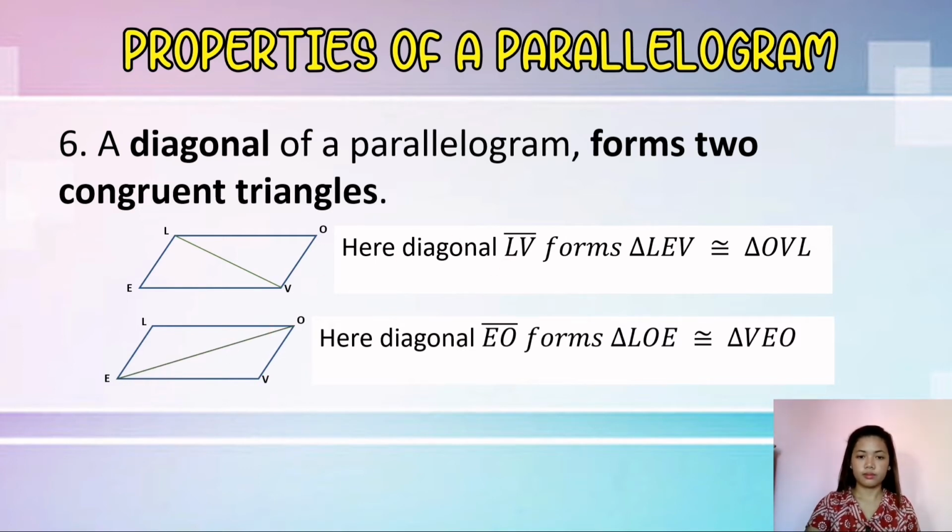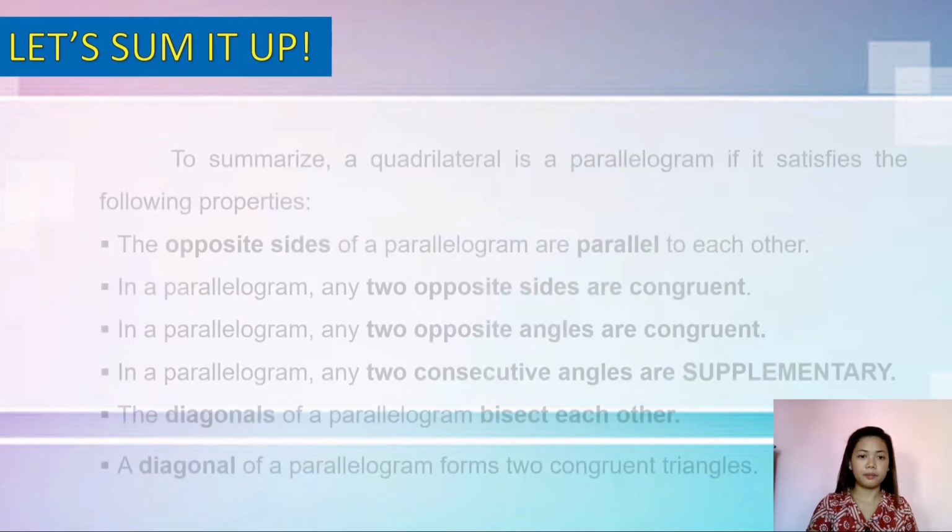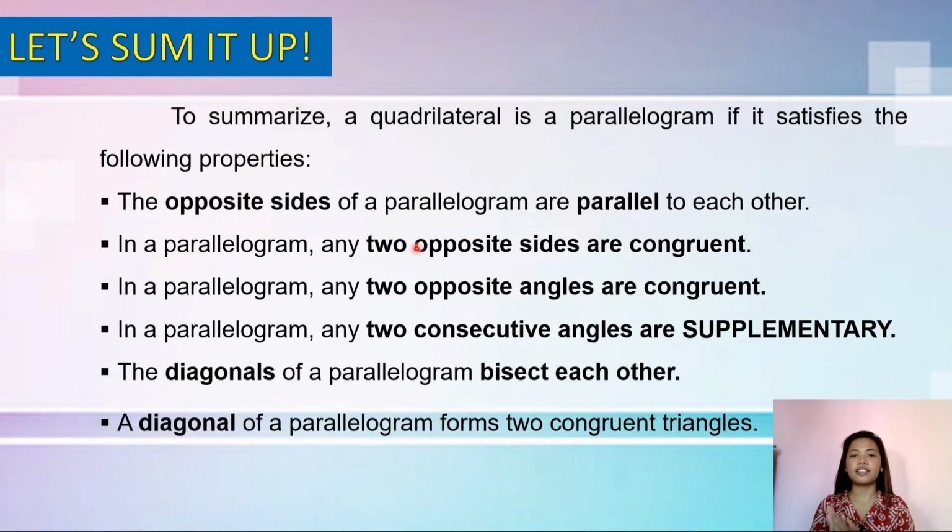Now, let's sum it up. So to summarize, a quadrilateral is a parallelogram if it satisfies the following properties. So we have first, the opposite sides of a parallelogram are parallel to each other. In a parallelogram, any two opposite sides are congruent. Third, in a parallelogram, any two opposite angles are congruent. In a parallelogram, any two consecutive angles are supplementary. Then we have the diagonals of a parallelogram bisect each other, and a diagonal of a parallelogram forms two congruent triangles.